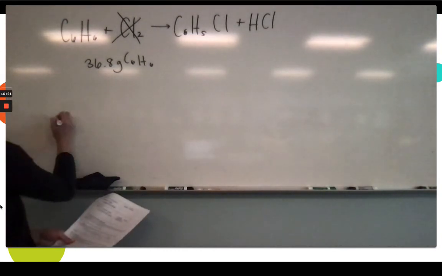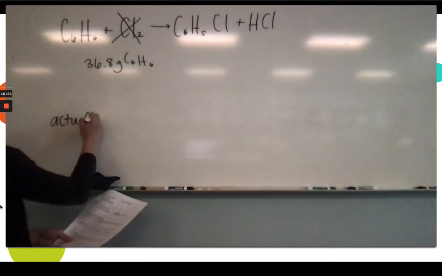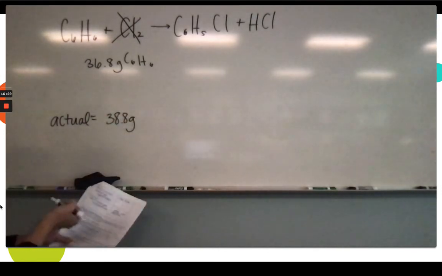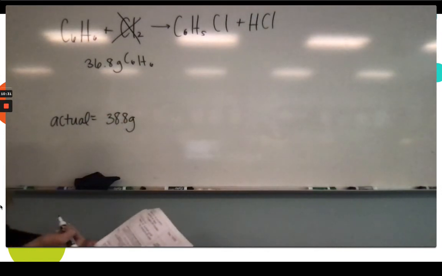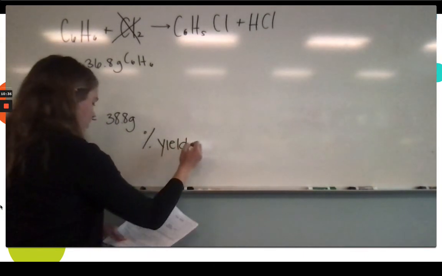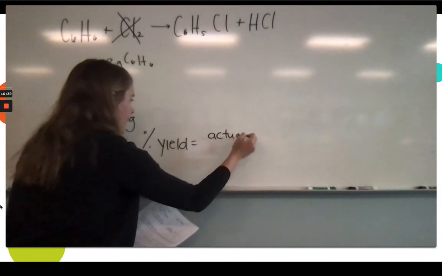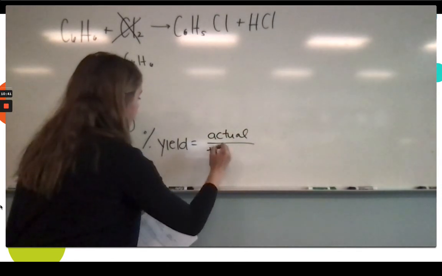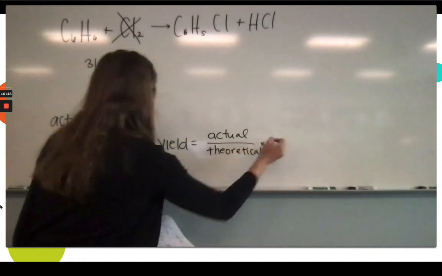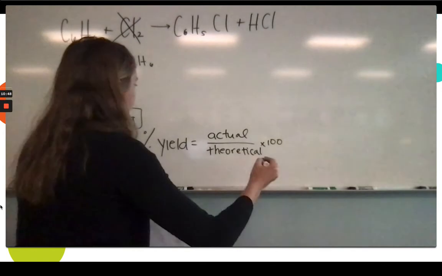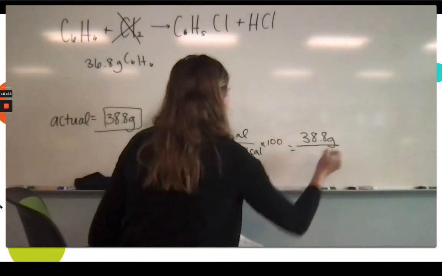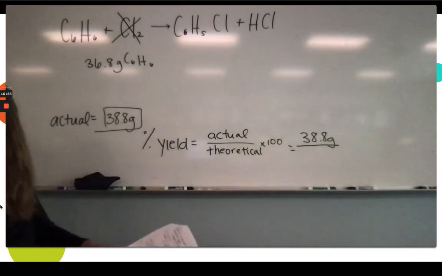It gives us our actual yield. It tells us our actual yield is 38.8 grams. And it's asking us for our percent yield. Remember, our percent yield is equivalent to our actual over our theoretical times 100. We are given our actual yield, so we can plug that in. So 38.8 grams goes on top, but we're not given our theoretical yield.